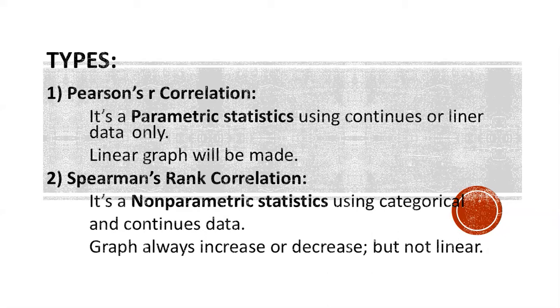There are two types of correlation analysis. Number one is Pearson's r correlation, which is mostly used. It is a parametric statistic which uses continuous or linear data only. As the data is purely linear, the graph will be made linearly. The second type is Spearman's rank correlation, which is a non-parametric statistic which uses categorical and continuous data. Its graph always increases or decreases but is never linear.